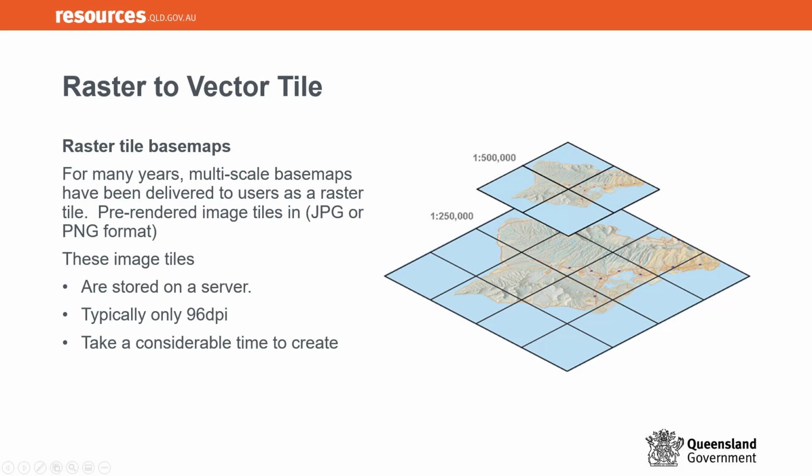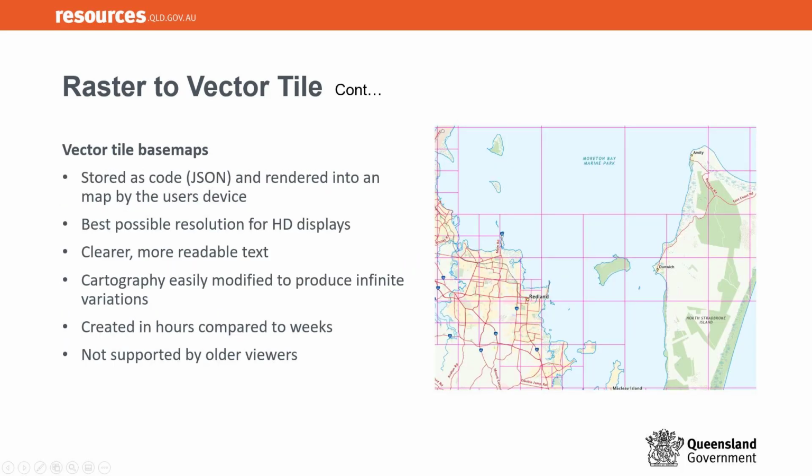These pre-rendered image tile stacks, called caches, are stored in locations accessible to the server hosting the basemap, are nearly always created at 96 dpi, and can take weeks to generate. While there are some basemaps that by their very nature will always be raster tile basemaps, most notably Imagery, for most basemaps the industry is transitioning from raster tile to vector tile basemaps. Vector tile basemaps are stored as code and rendered into a map by the user's device.